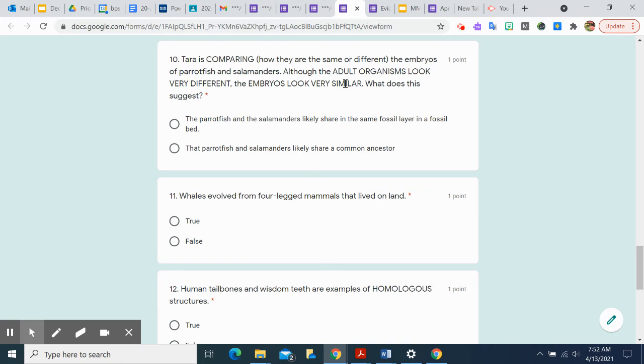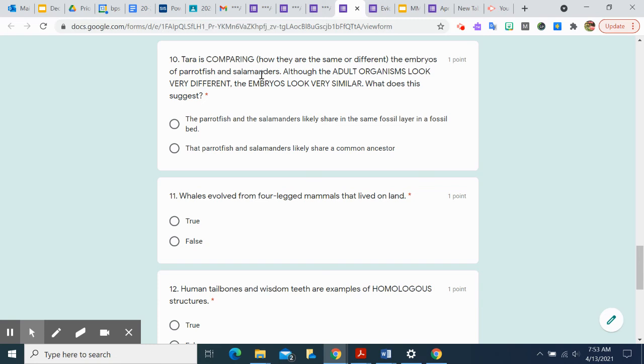Number 10, Tara is comparing the embryos of parrotfish and salamanders. So looking at parrotfish and salamanders, how are they the same? How are they different? Although the adult organisms look very different, the embryos look very similar. What does this suggest? The parrotfish and the salamanders likely share the same fossil layer in a fossil bed. That parrotfish and salamanders likely share a common ancestor.